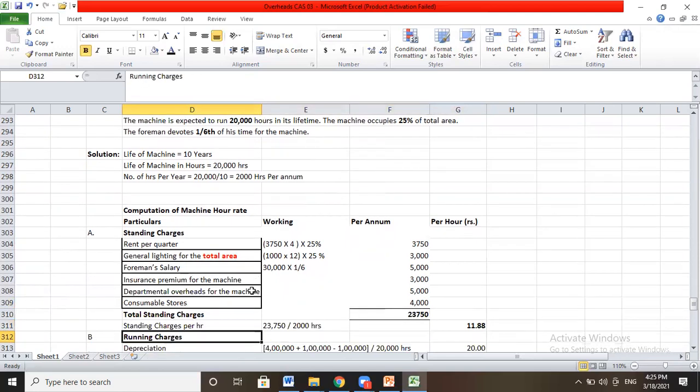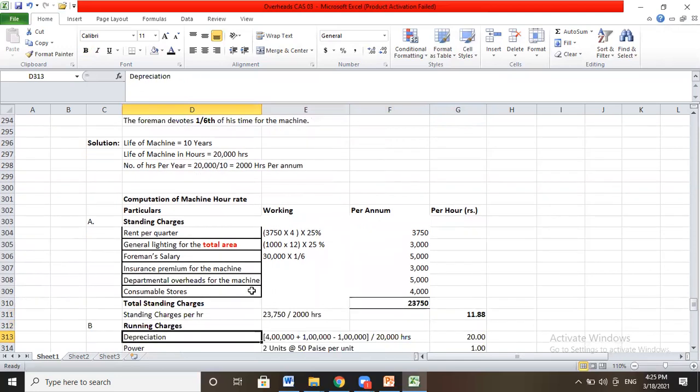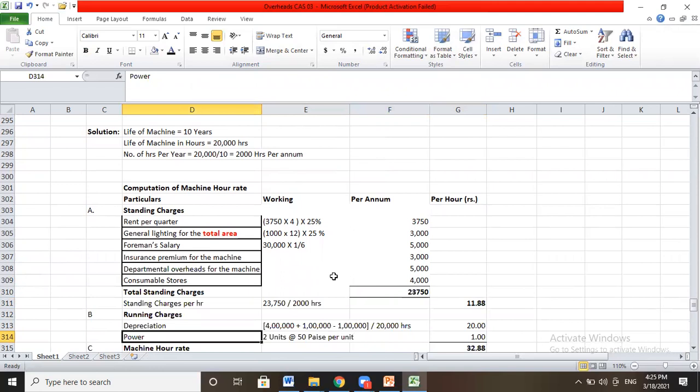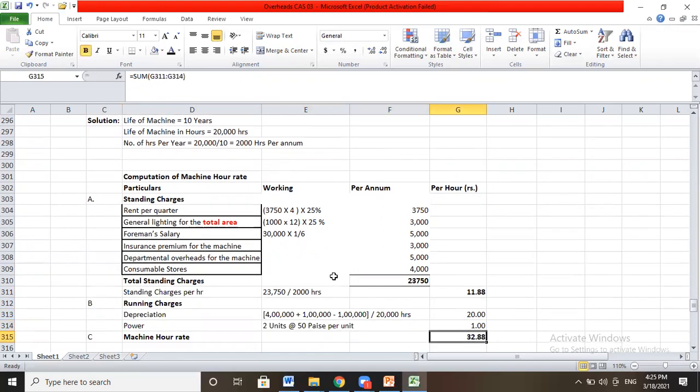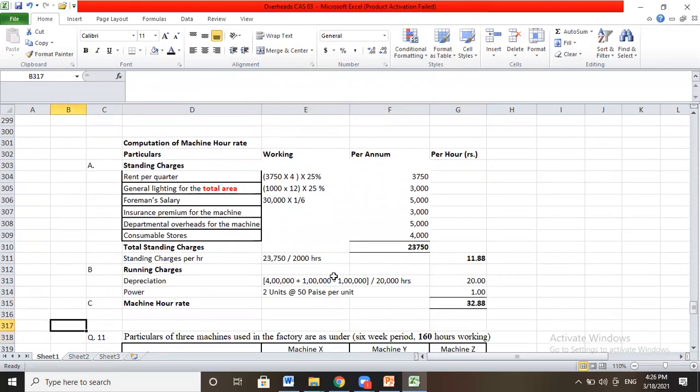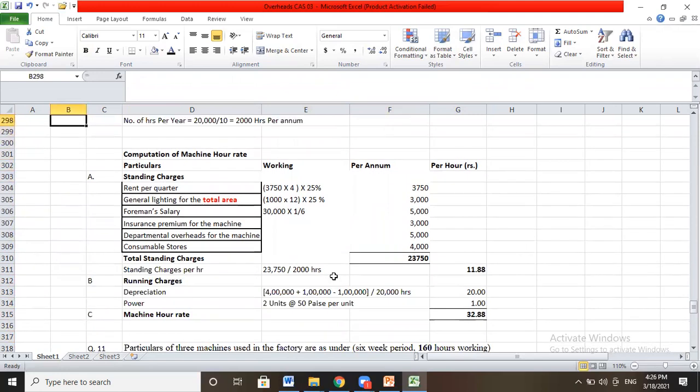Now, running charges, depreciation calculation is like this: 4,000 plus 1,000, 5,000, 4 lakhs plus 1 lakh, 5 lakhs, minus 1 lakh, again 4 lakh, divided by 20,000. You will get rupees 20 per hour. Then in case of power, 2 units required at the rate of 50 paisa per unit. So 2 units into 50 paisa will be rupees 1. So 21 rupees is your direct running charges per hour. And after adding it to the standing charges, it will be 32.88 as the machine hour rate. So this is how we calculate the machine hour rate.